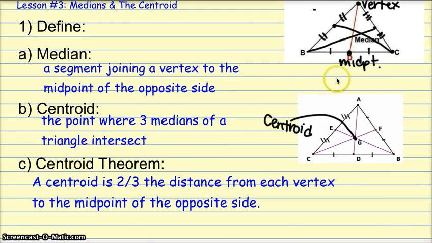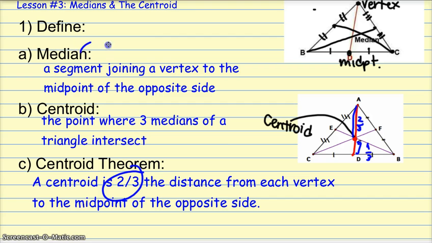So let's look at one of these medians. We'll look at segment AD. So segment AD is a median with G being the centroid. Notice how much longer the distance from A to G is as opposed to that from G to D. It's significantly smaller. The longer distance is 2/3, making this distance equivalent to 1/3.